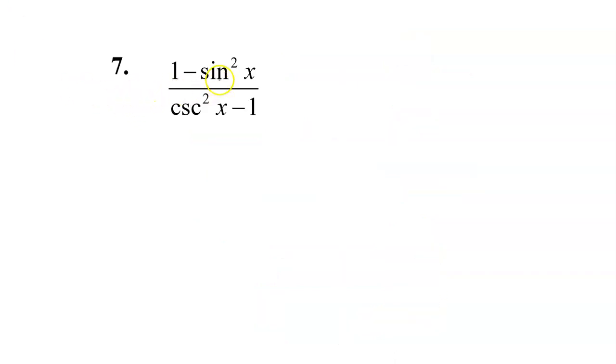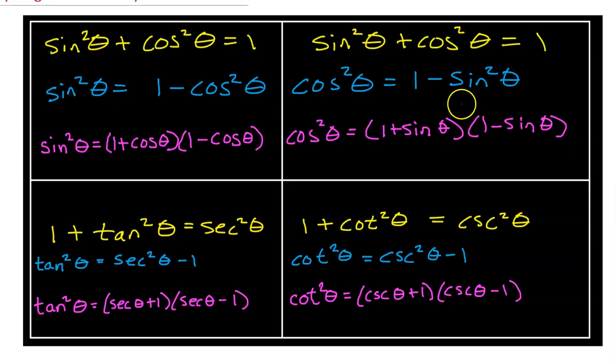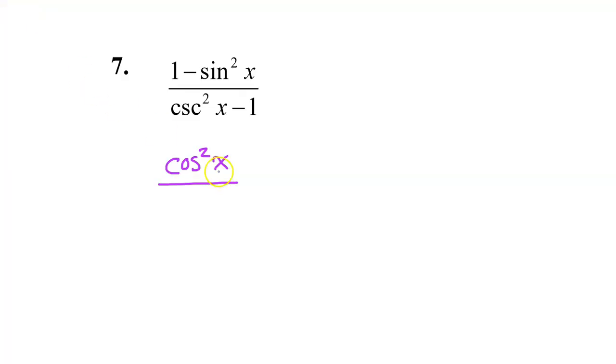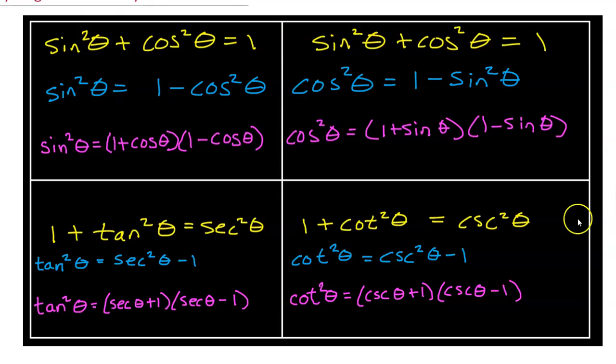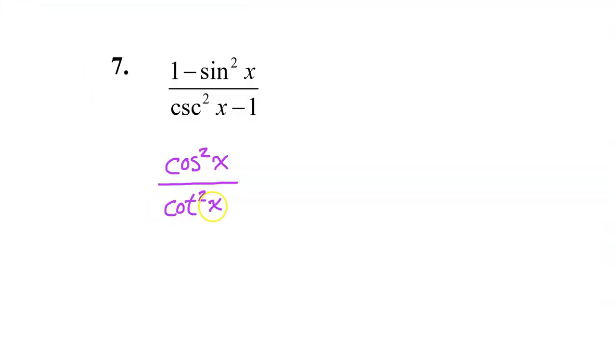In number 7, both the numerator and the denominator are Pythagorean identities that we need to memorize. So for example, 1 minus sine squared, that's cosine squared. And what about cosecant squared minus 1? That's right here. That is cotangent squared. So far I have this.